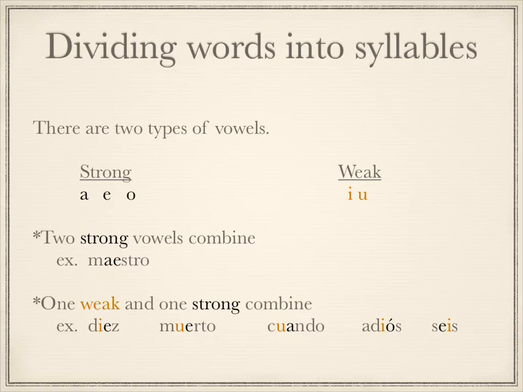How do we divide the words up in syllables if there are two types of vowels? Like strong vowels and weak vowels. Well, there are strong vowels, which are a, e, o. And we have your weak vowels, i, u. Okay? Esos son débiles.